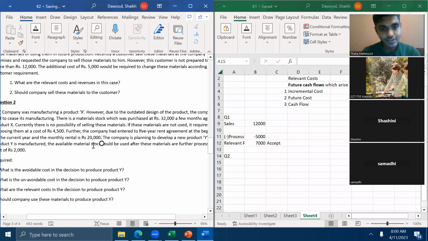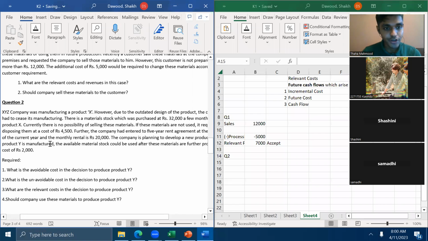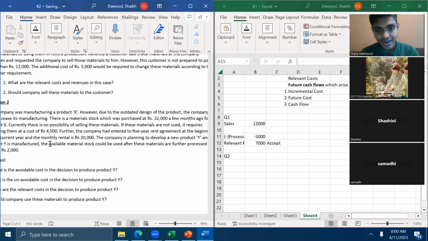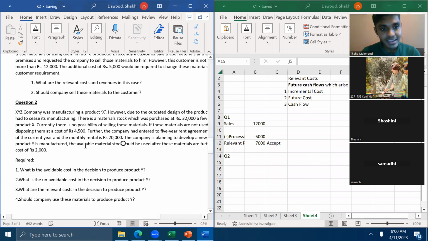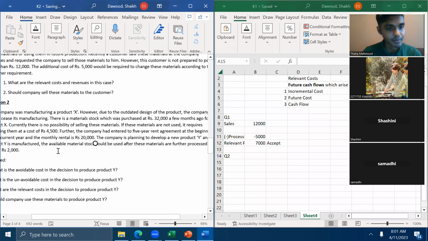manufactured, the available material stock could be used after these materials are further processed at a cost of 2,000. We can make a new product. Then if they produce it, the material stock could be used after this material is further processed by incurring 2,000.